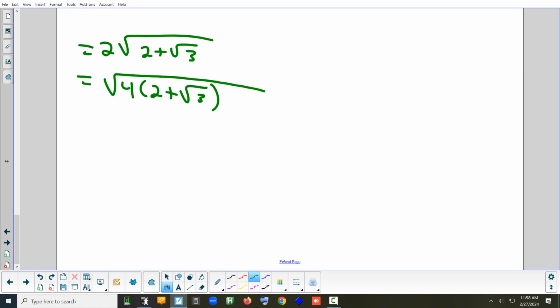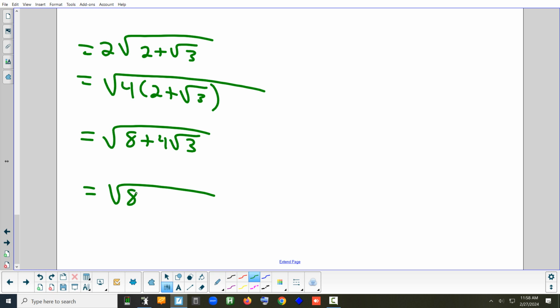Then can you put the 4 back into the 3? Yes, you could. That would bring it up to 16. If you put that 4 back in, it would have had to have been a 16. So that would have been the square root of 16 times 3, and it would be equal to 48.